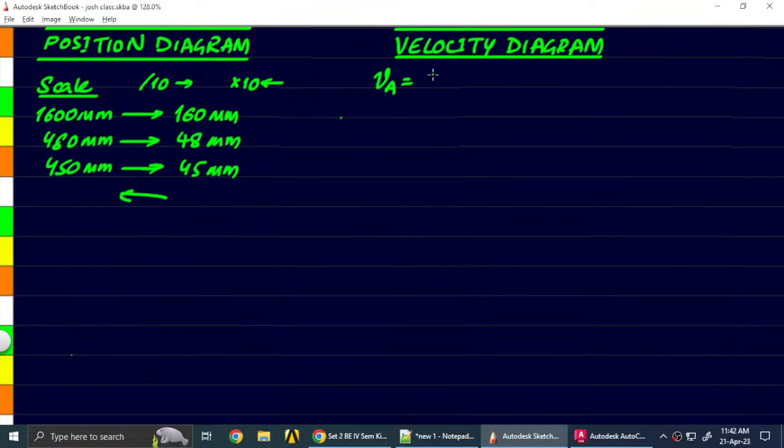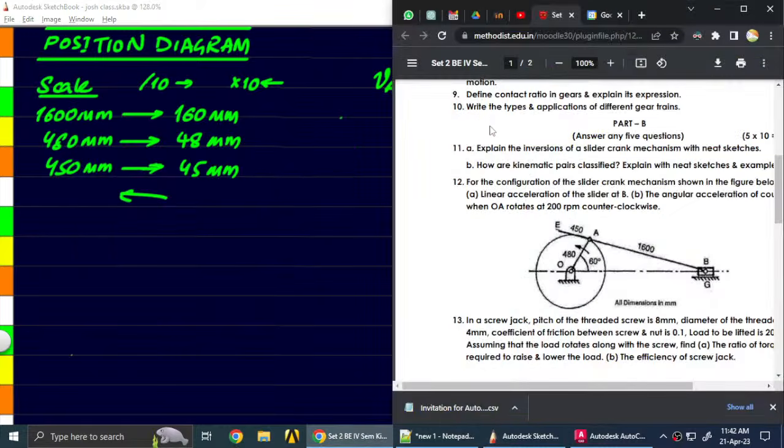So the velocity of A is given as omega times the length OA, and omega is 2 pi N by 60, because the angular velocity has been given in terms of rpm, rounds per minute. If you substitute here, we will get the value in radians per second. So let's go ahead and find this.